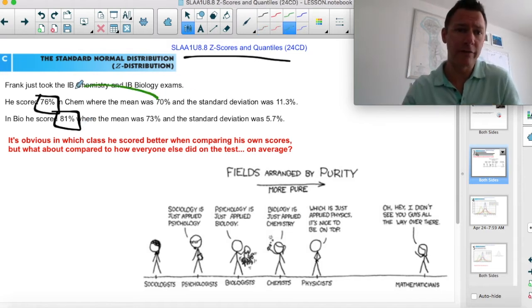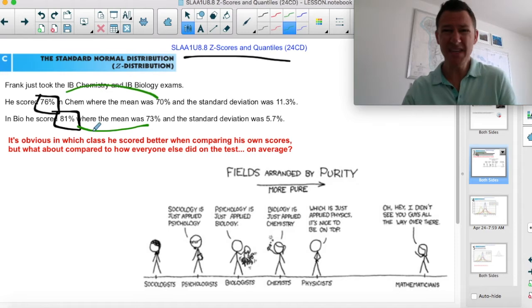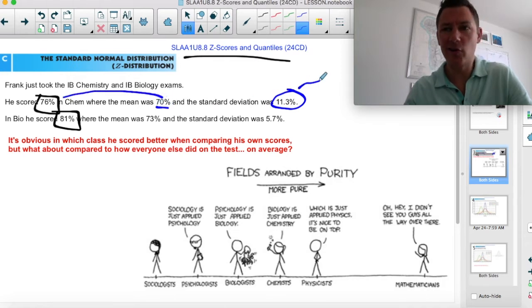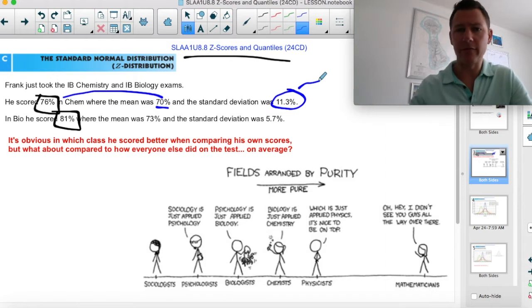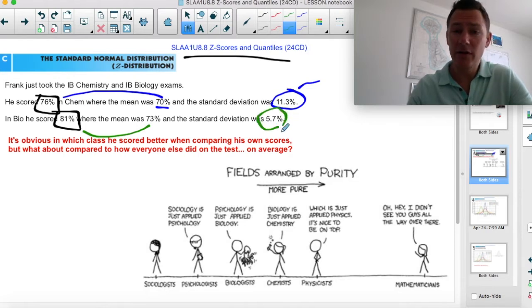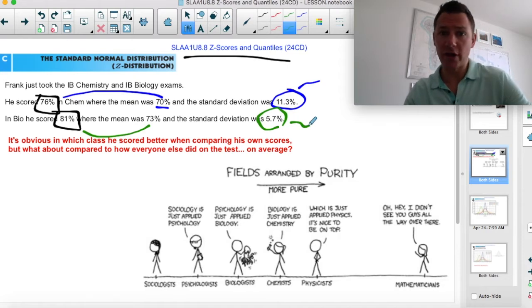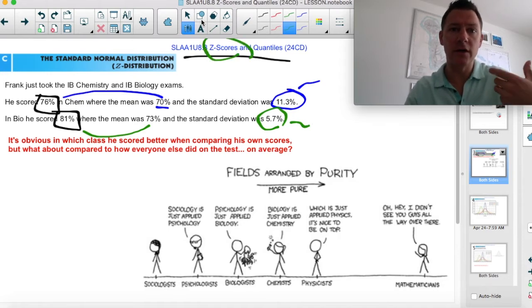Well, you could look at the difference between the means and see which one he did better, but there's also another consideration, which is how spread out the data is. Here's the mean, and he's 6 points above, but this is pretty spread out, so maybe a lot of people are 6 points above and below. And this is 8 points above the mean, but it's a little less spread out. So which one did he actually do better compared to the groups? It's a little more challenging to see, and that's where z-scores come in.